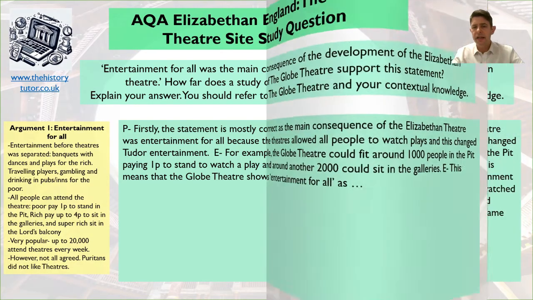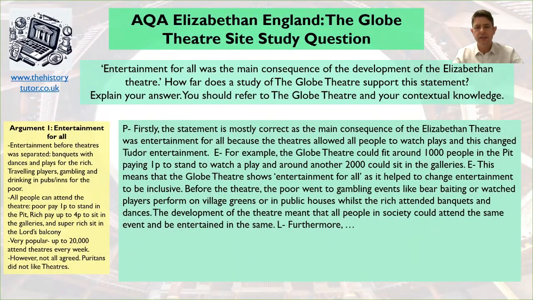Okay, so here's my next idea then. I've built on this now. So this means the Globe Theatre shows entertainment for all as it helped to change entertainment to be inclusive. Before the theatre, the poor went to gambling events like bear baiting or watched players perform in the village green or in a public house, whilst the rich attended banquets and dances. The development of theatre meant that all people in society could attend the same event and be entertained in the same way. Okay, so we've got that idea.